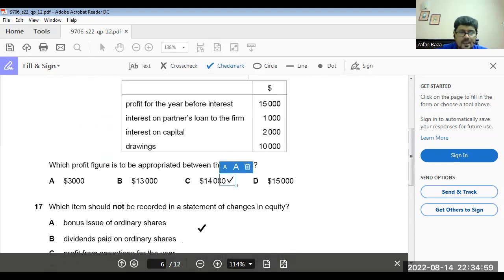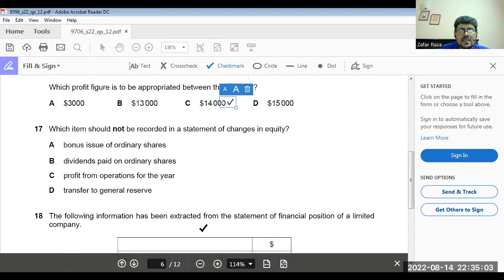Simple answer. Okay. Which item should not be recorded in a statement of changes in equity? Profit from operations for the year. This is not recorded; only retained profit is a part of it, not the profit from operations.